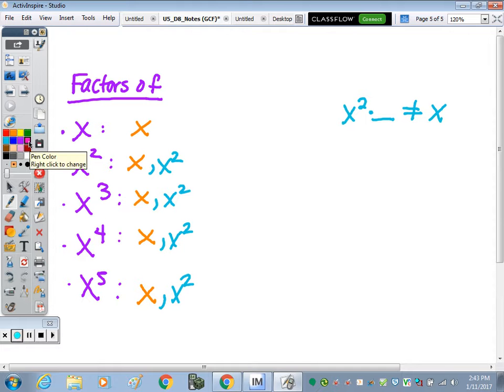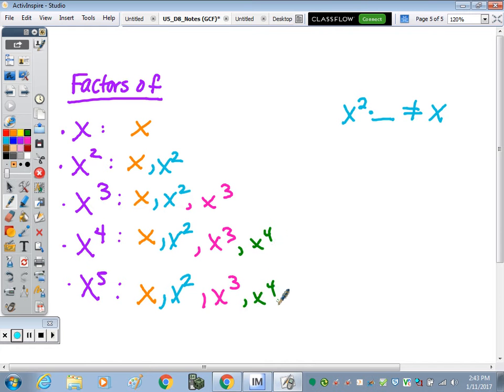Starting with x cubed, is x cubed a factor here? No, because it's too large, right? There's too many. So it's going to be a factor of itself. Is it a factor of x to the 4th? X to the 5th? Do you see the pattern? Adding another, x to the 4th would be a factor of itself and anything that's larger. And then last, x to the 5th would be here.